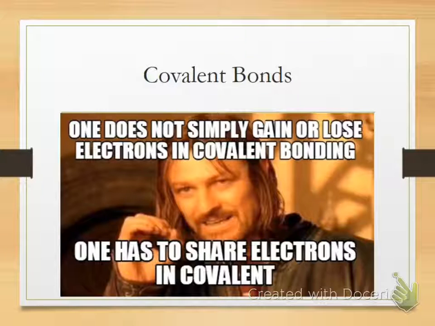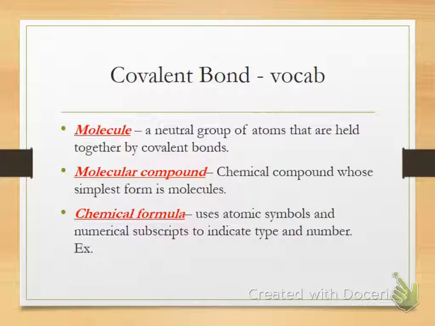Covalent bonds. A molecule is what we call a covalent bond. We sometimes refer to them as molecular compounds because they form molecules, and they are held together by those covalent bonds. The molecular compound is the whole chemical. And then the chemical formula is your atoms and symbols that tell you how many you have.